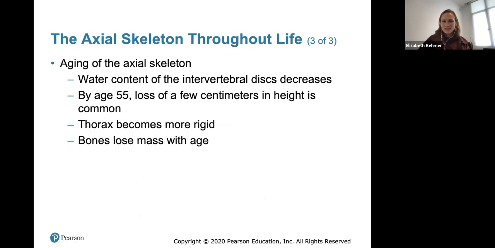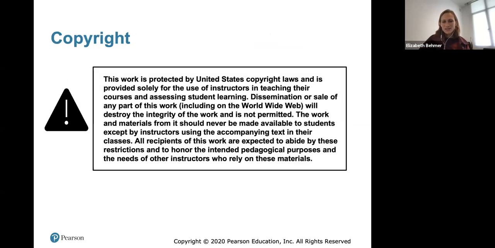The aging of the axial skeleton: the water content of your intervertebral discs tends to decrease. By age 55, a loss of a few centimeters in height is common. The thorax can become more rigid and the bones will lose mass with age, sometimes leading to osteoporosis and other kinds of brittle bones that can break a lot more easily.